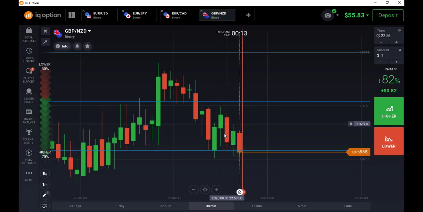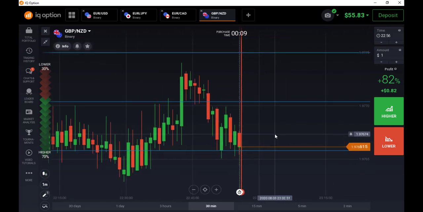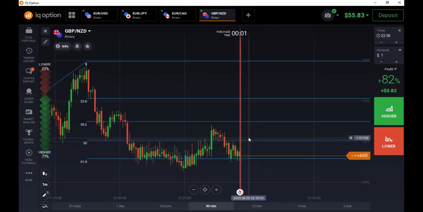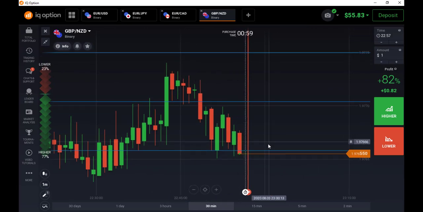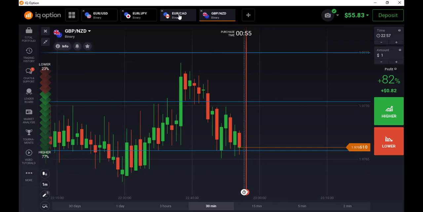And this pair also is not good because of the volatility. It's changing highly. As you can see, its movement is not smooth, and yeah, this is not a good pair. This is really not a good pair at all.